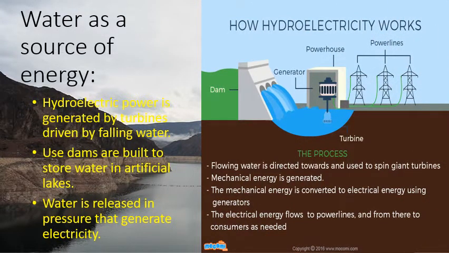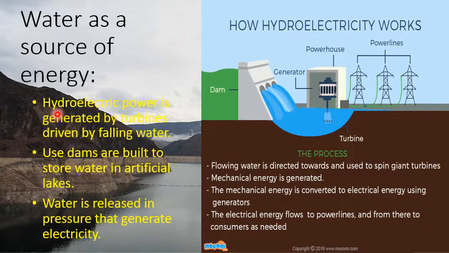So here comes the very first other source of energy, which is water. Let's see how water is serving as a source of energy. Hydroelectric power is generated by turbines driven by falling water. The falling water can drive the turbines. As you can observe in the picture, the water is falling under pressure and it can generate power. This power is known as hydroelectric power.